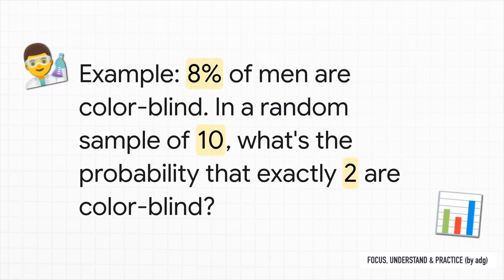And to do that, let's ditch the coin toss and use a real-world example. It's a fact that about 8% of men are colorblind. So let's say we grab a random sample of 10 men. What's the probability that exactly 2 of them are colorblind? In this case, our n is 10 and our probability of success, p, is 0.08.